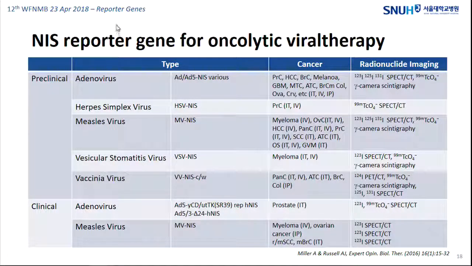And also, this kind of reporter gene can be used for therapeutic purposes, and oncolytic viral therapy has been suggested. Preclinically, adenovirus, HSV, measles, and vaccinia have been tried, but clinically, most clinical trials are performed with adenovirus and measles. Recently, a measles virus phase 1 clinical trial was performed at the Mayo Clinic. They used the wild type, but we tried to use our optimized NIS for this kind of therapeutic purpose.